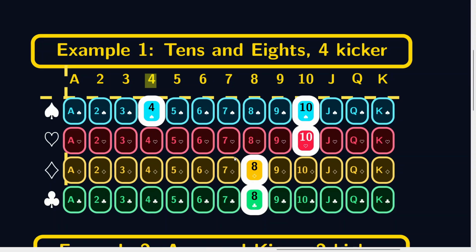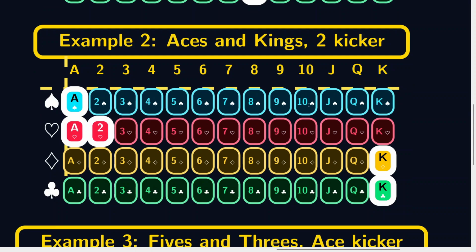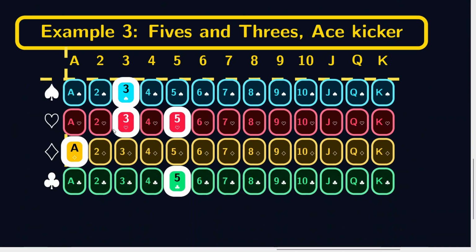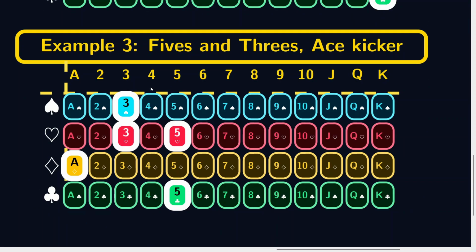The second example is aces and kings, with a 2 of hearts as the kicker. The ace column shows 2 highlighted boxes, the ace of spades and the ace of hearts. The king column shows 2 highlighted boxes, the king of diamonds and the king of clubs. And the 2 column shows 1 highlighted box, the hearts row. The third example is 5s and 3s with an ace of diamonds as the kicker. The 5 column has 2 boxes lit, the 5 of hearts and the 5 of clubs. The 3 column has 2 boxes lit, the 3 of spades and the 3 of hearts. And the ace column has 1 box lit, the diamonds row. In every case, the visual fingerprint is the same. 2 equally sized columns of 2 and 1 standalone column of 1.